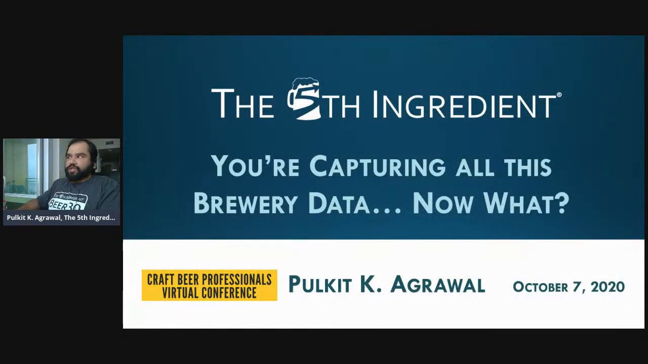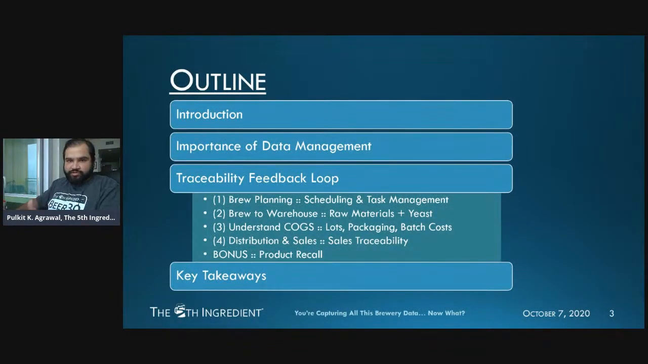What we're going to be doing today is we're going to go through an introduction so people know who I am. We're then going to go into the importance of data management. The next focus is going to be on the traceability feedback loop. This is the key aspect of today's talk, which is understanding the way that you can actually utilize the data to go step by step in 4 key aspects. One is brew planning, which is scheduling and task management.